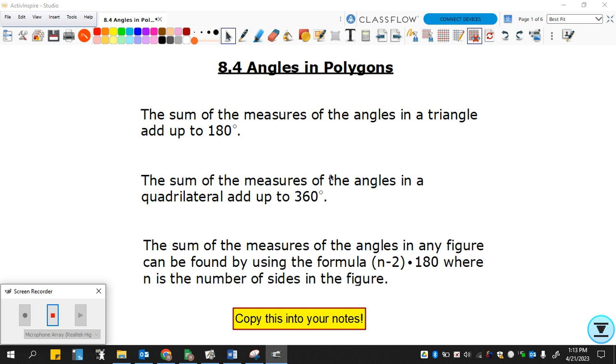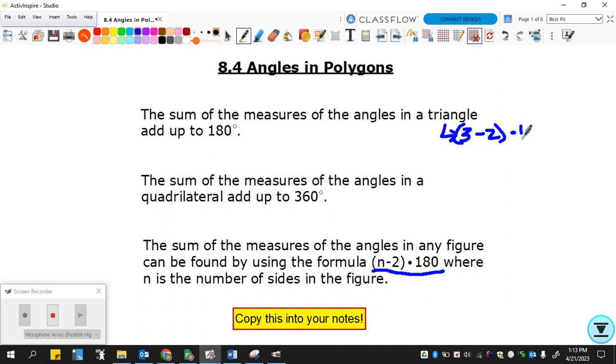In general, the sum of the measures of the interior angles in any figure can be found by using the formula n minus 2 times 180, where n is the number of sides in the figure. So obviously up here, the triangle has 3 sides. So 3 minus 2 is 1, and 1 times 180 is 180.